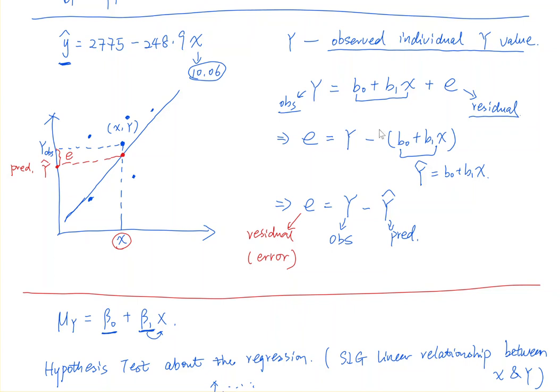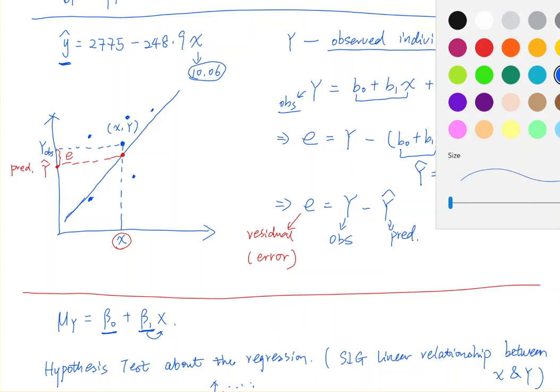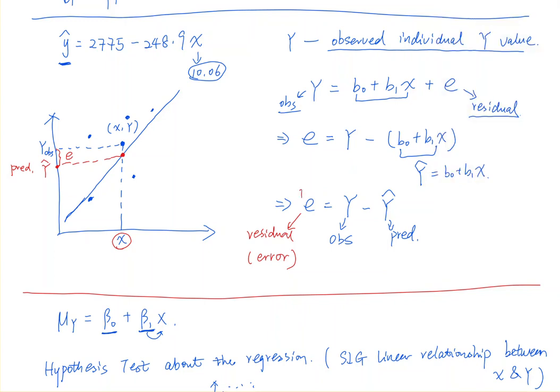Alright, so the other way, if we subtract these two terms from both sides, there will be e equals the observed y minus b0 plus b1x, and these two terms together is just y hat, right, which is the predicted y value. And then we will have the formula of the residuals: e equals the observed y minus the predicted y.